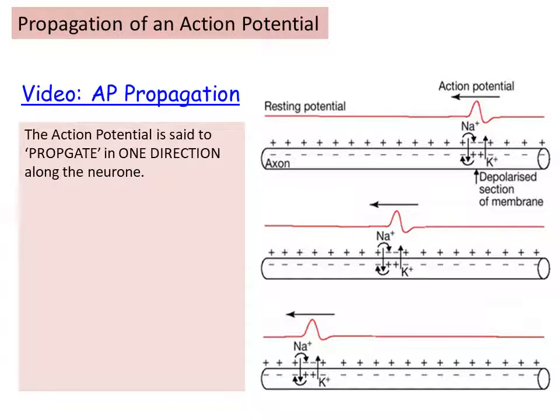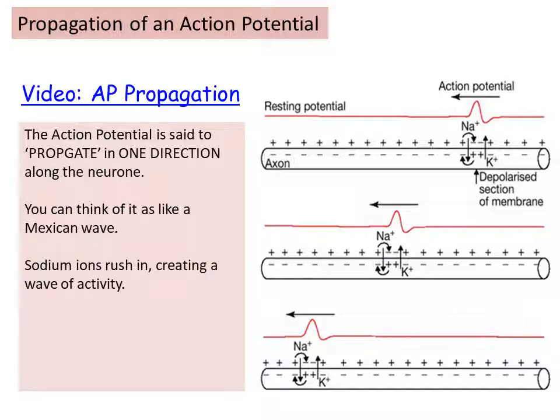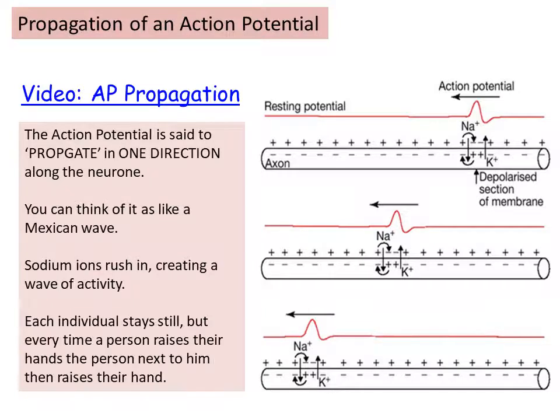But we can add to this that therefore the propagation of the action potential is always in one direction along the neurone. And again, we can think of it like dominoes toppling, or like a Mexican wave. Sodium ions rushing in, creating a wave of activity. And I want you to think about the fact that the ions themselves are not actually moving along the axon.